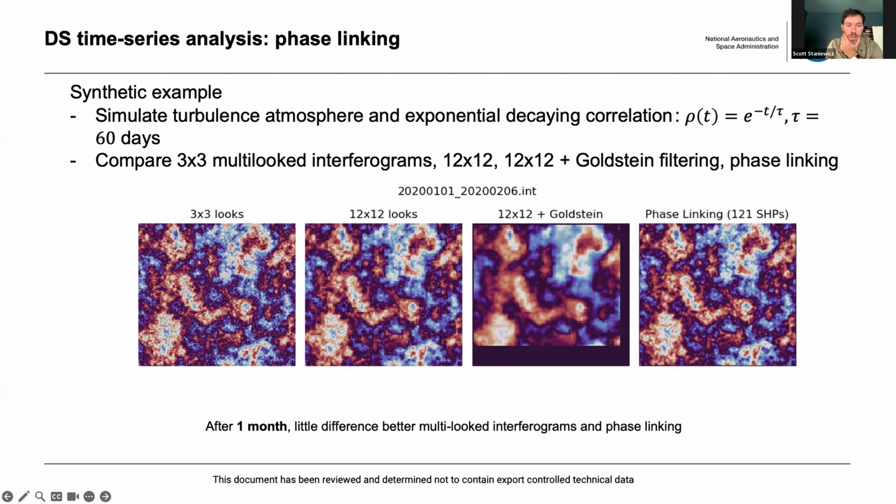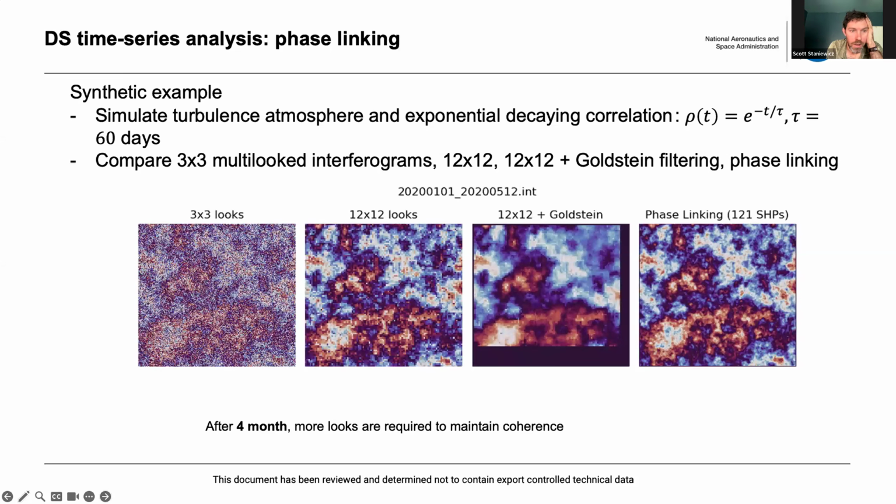So after 1 month, there's not much decorrelation and you see very little difference. So this is why SBAS works. If you only work with interferograms that are this clean, you can get a pretty good result. After 4 months, the lower multi-look starts to look pretty bad. And this is why people say you really should multi-look if you have any kind of strong decorrelation. You can still preserve the correct phase by doing more multi-looking, and the Goldstein makes it even smoother.